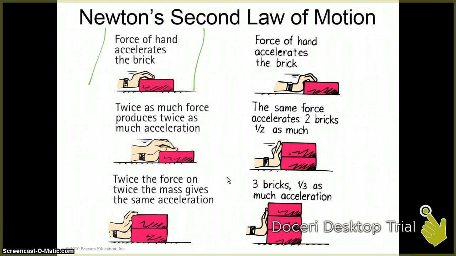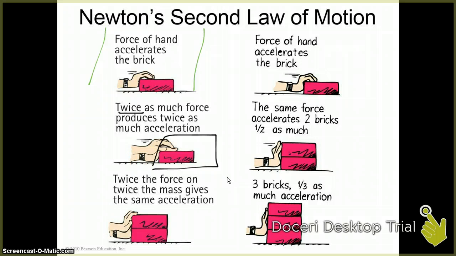If you apply twice as much force, you're going to produce twice as much acceleration. Still the same brick, so you're keeping the mass the same, and you're just doubling the force. Therefore, twice as much force produces twice as much acceleration. The net force is directly proportional to the acceleration. Double the force, double the acceleration.